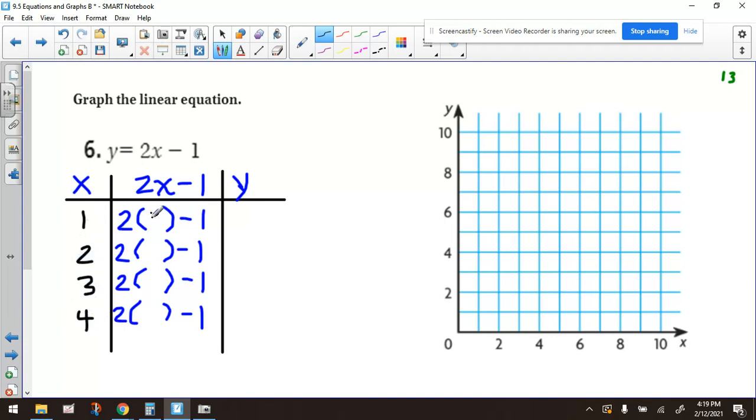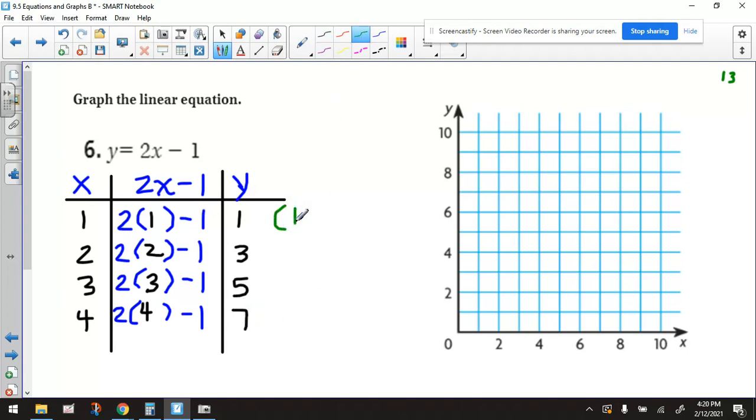All right, so if we substitute in a 1 here, 2 times 1 would be 2. And if we subtract 1 from 2, we're going to get 1. And if we substitute in the 2 right here, 2 times 2 is 4. 4 minus 1 would be 3. Substitute in the 3 for x. 2 times 3 is 6. 6 minus 1 would be 5. And substitute in the 4. 2 times 4 is 8. 8 minus 1 would be 7. All right, so now we're ready to plot our ordered pairs.